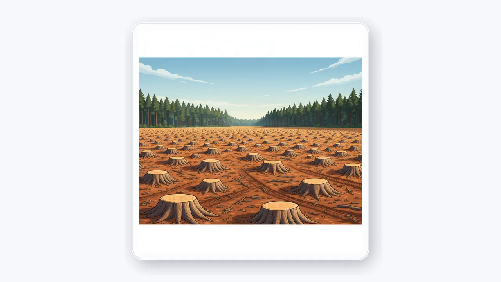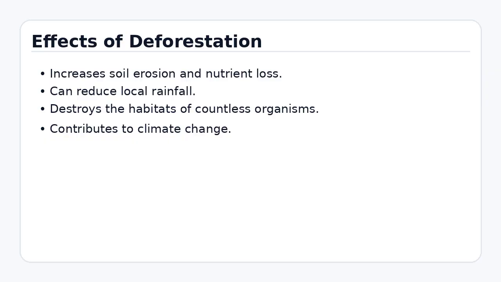Deforestation is the removal of forests without replanting trees. This is often done to create farmland or for logging. Deforestation leads to soil erosion, can alter rainfall patterns, and destroys the homes of many plants and animals, impacting the entire ecosystem.